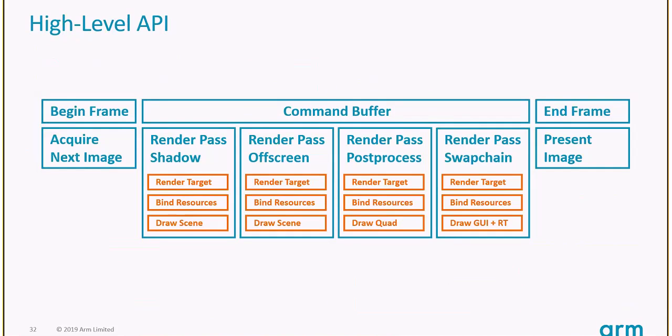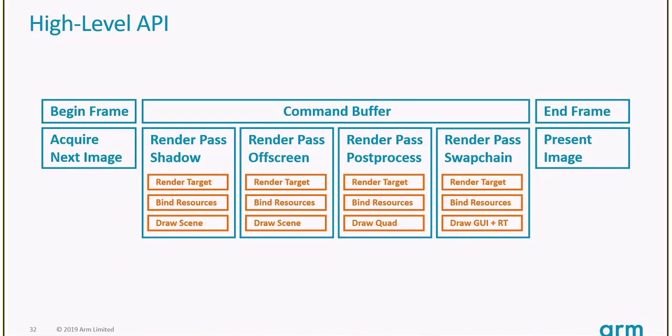This is how rendering looks in the framework. So you begin a frame and a new image is acquired. You run all your render passes with your render target, resources, scene, whatever you want to do in your render pass, and at the end you present the image.